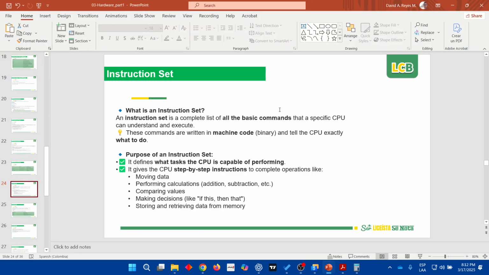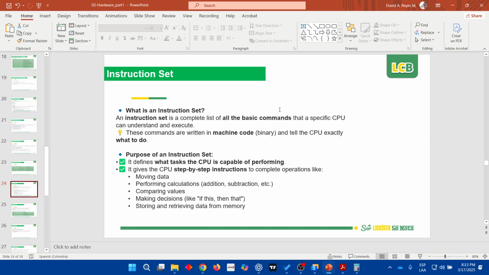So, what is an instruction set? An instruction set is a complete list of all the basic commands that a specific CPU can understand and execute. These commands are written in machine code, that means in binary, and tell the CPU exactly what to do. The purpose of an instruction set is to define the tasks that the CPU is capable of performing. It gives the CPU step-by-step instructions to complete operations.